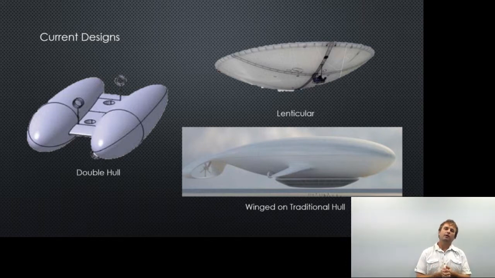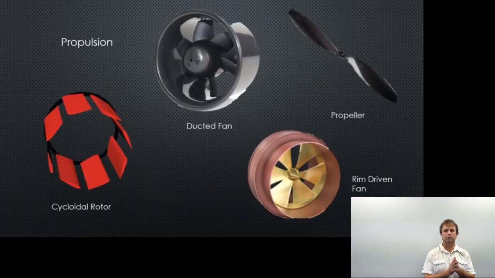Then I moved on to propulsion systems, and we looked at a cycloidal rotor, which allows the airship to move in any direction, because all you do is change the angle of attack of the small wings, and that will let it move anywhere around.